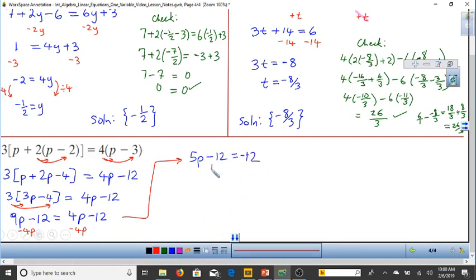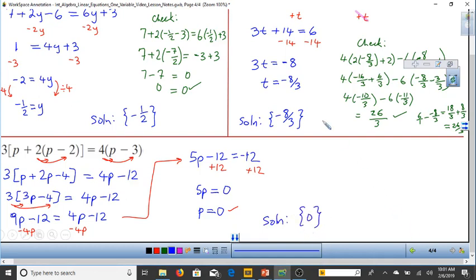And once I add 12 to both sides, I end up with 5p equal to 0. And then I divide both sides by 5, I get 0. And if I try that, I plug in 0 for p, I will get 2 times negative 2 is negative 4, times 3, which is negative 12, and then 4 times negative 3 is negative 12. So a quick check indicates that that is the correct answer. So my solution here is the number 0.